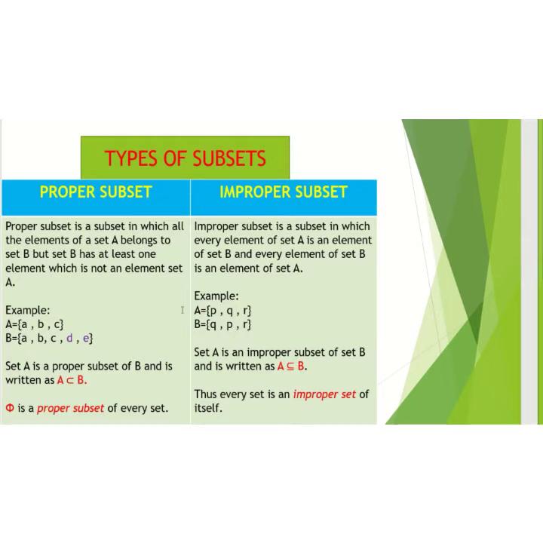Therefore, set A and set B are equal sets with different names. The order in which these elements are listed does not matter. The improper subset is denoted by this given symbol. Thus, every set is an improper subset of itself.